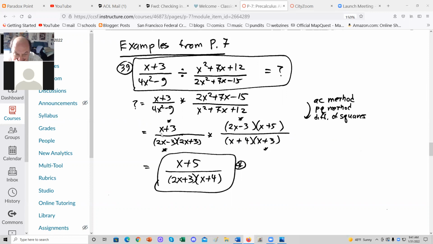So far, so good. All this times all this. But there are common factors. 2x minus 3 here and here, away it goes. x plus 3 here and here, away they go. The rest stay, and we're left with x plus 5 over 2x plus 3 times x plus 4. That's the fraction.